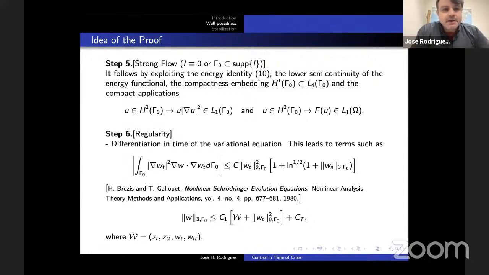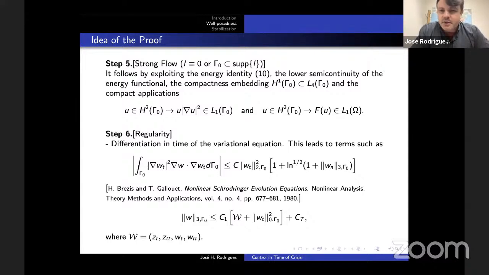So in that case, we have uniqueness. We have energy identity for weak solutions. However, we still need the continuous dependence, which will follow in these two particular cases regarding the boundary dissipation. It will follow by means of exploiting the energy identity, the lower semicontinuity of the energy functional, as well as compactness of this embedding, and also the capacity of these applications here.